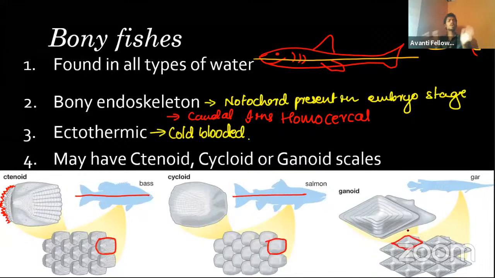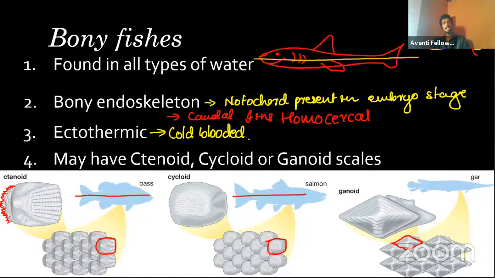Any one of these, there is no mixing or anything happening here, can be found in any of the bony fishes, and it may be absent also. I will give you the example also. If you take the example of catfish, there are no scales. So don't think that it's universal in the bony fishes, but most of the organisms, like 99 point something percent of bony fishes, will have either ctenoid or cycloid or ganoid scales. But it's absent in some of the fishes also.